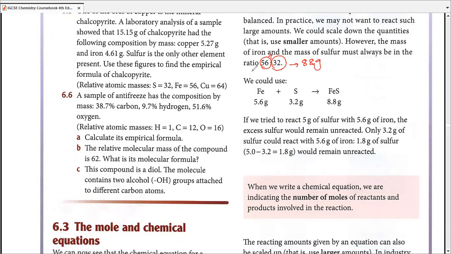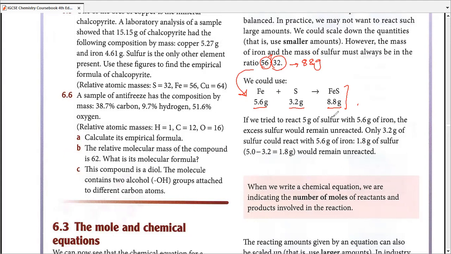Now, this ratio can be worked in smaller or bigger portions. For example, instead of taking 56, if we take 5.6 grams, and instead of taking 32, if we take 3.2 grams, the answer won't be 88 grams anymore. It would be 8.8 grams, which means that no matter how smaller or how bigger we convert it, the ratio would always remain the same. Do you understand this specific point? Yes, sir. Good, great.